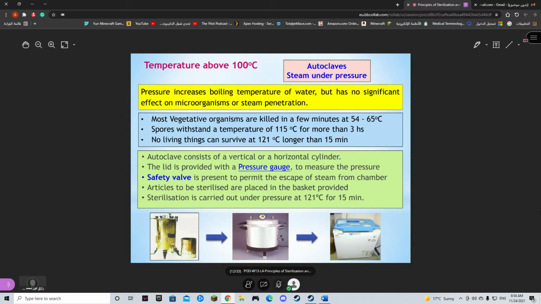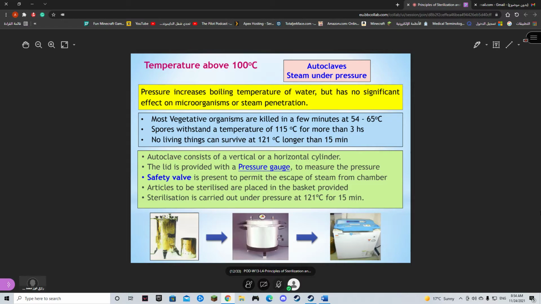Now you can ask me why you cannot just boil, because 100 degrees Celsius is enough to kill all bacteria, including the endospores. No, you cannot. You can boil, but you cannot kill the endospores. Boiling can kill the endospores only if you boil for more than 3 hours. Is that possible? Not practical, because you are consuming so much time. So we have a smart thing nowadays. We call it the autoclave. So don't forget this.